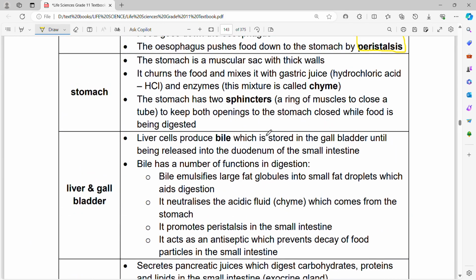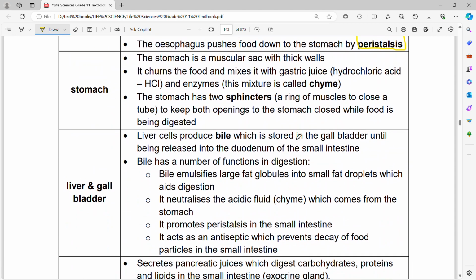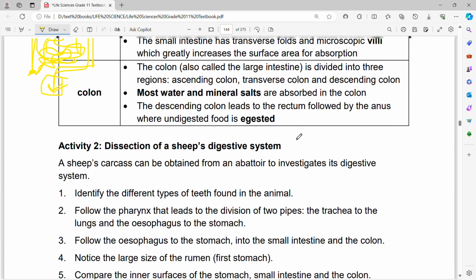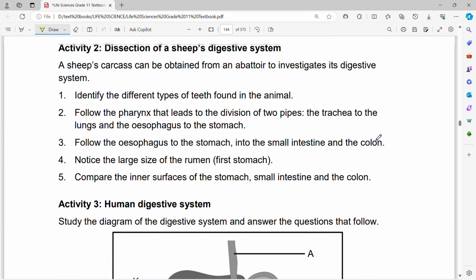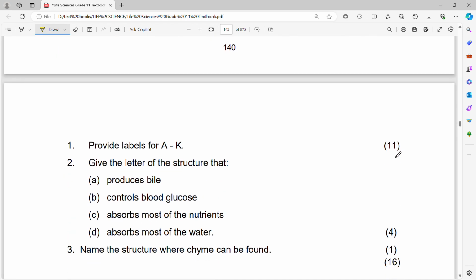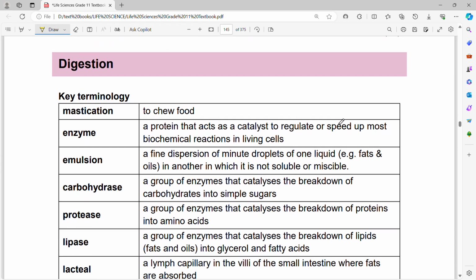So these are the different parts of the human digestive system and the function of each structure. Now again we have questions on the digestive system, which will be provided on Stuvia with answers. I suggest you download those files and practice them for the exams. We have marks allocated, so you will know how much weightage it will take in the exam if this question comes up.